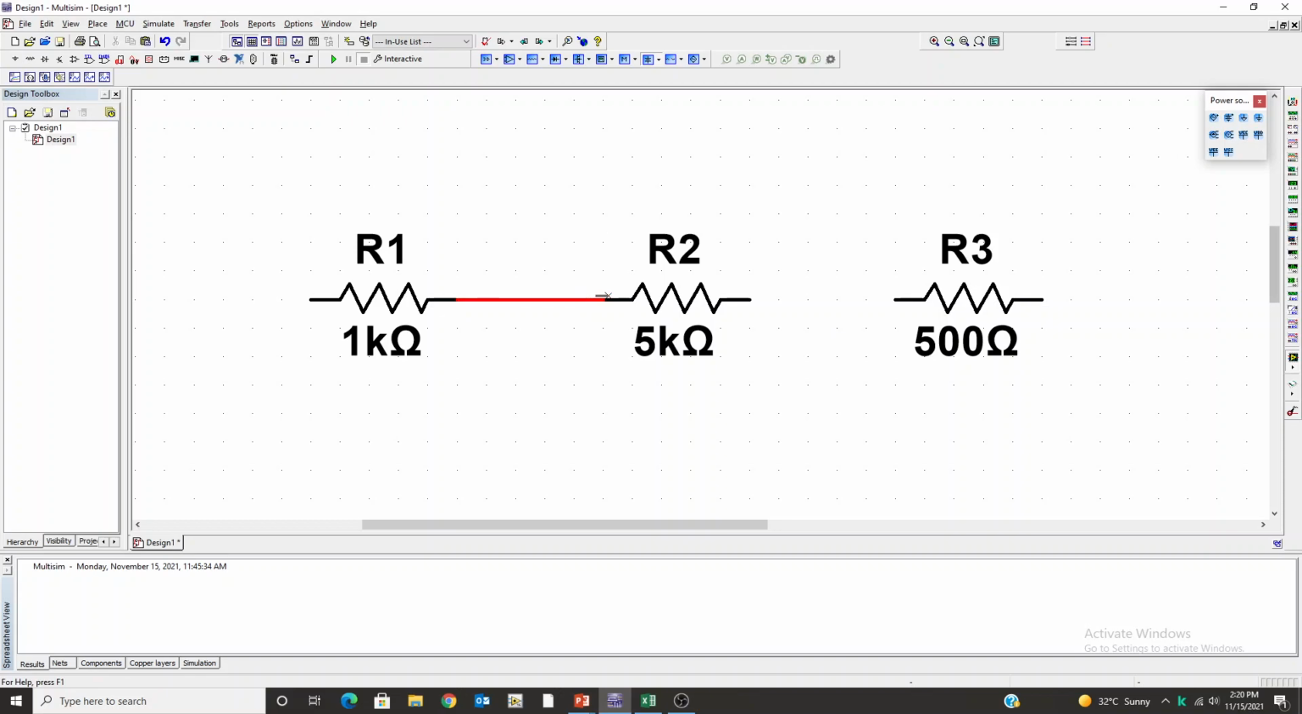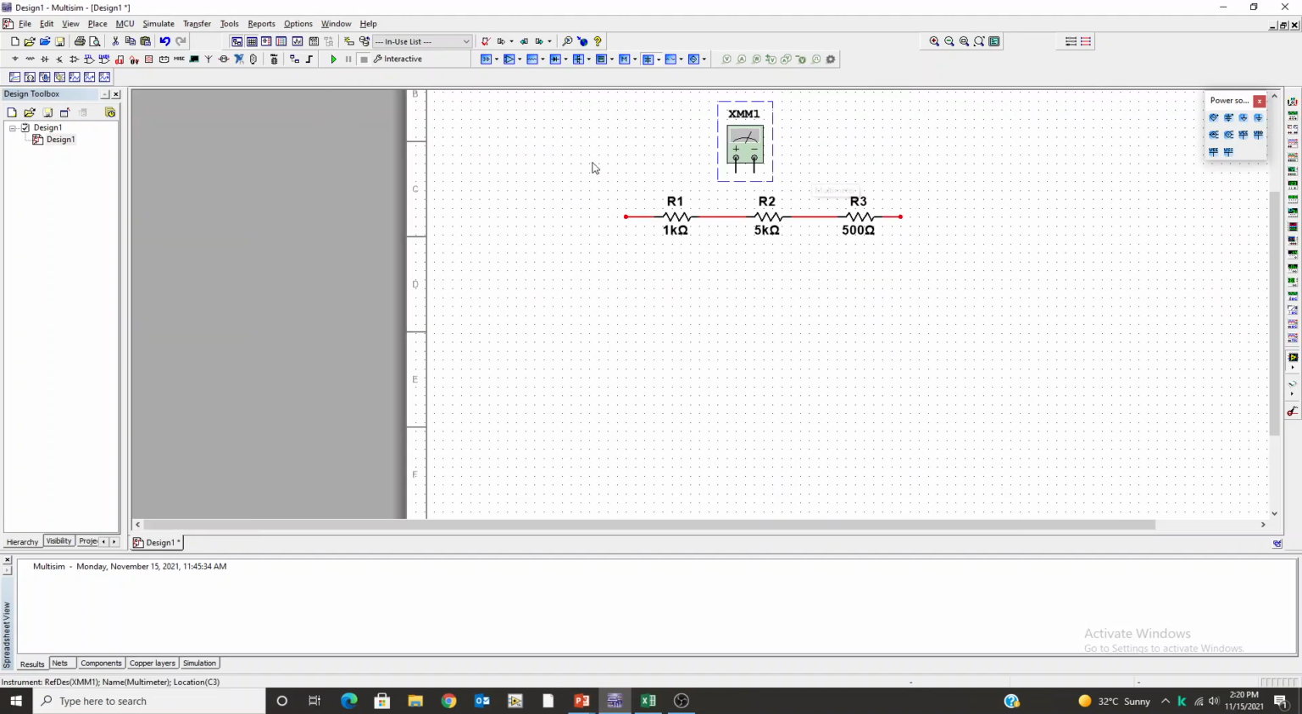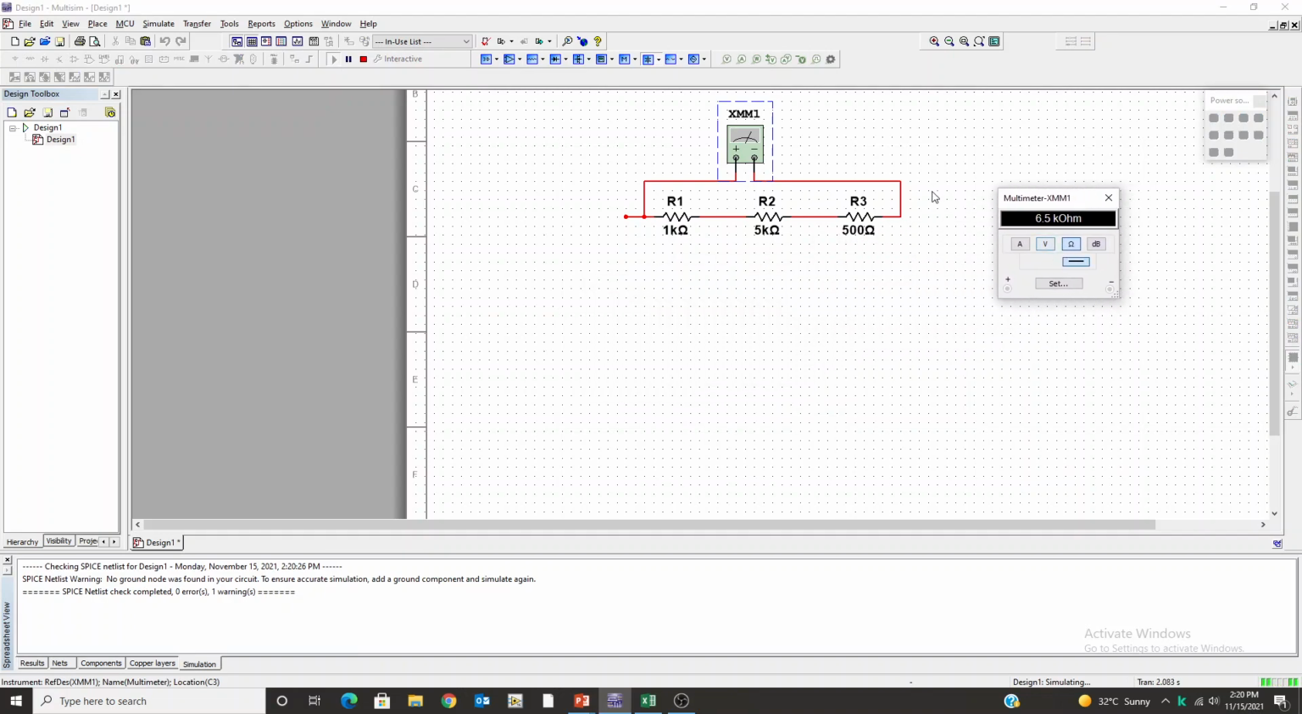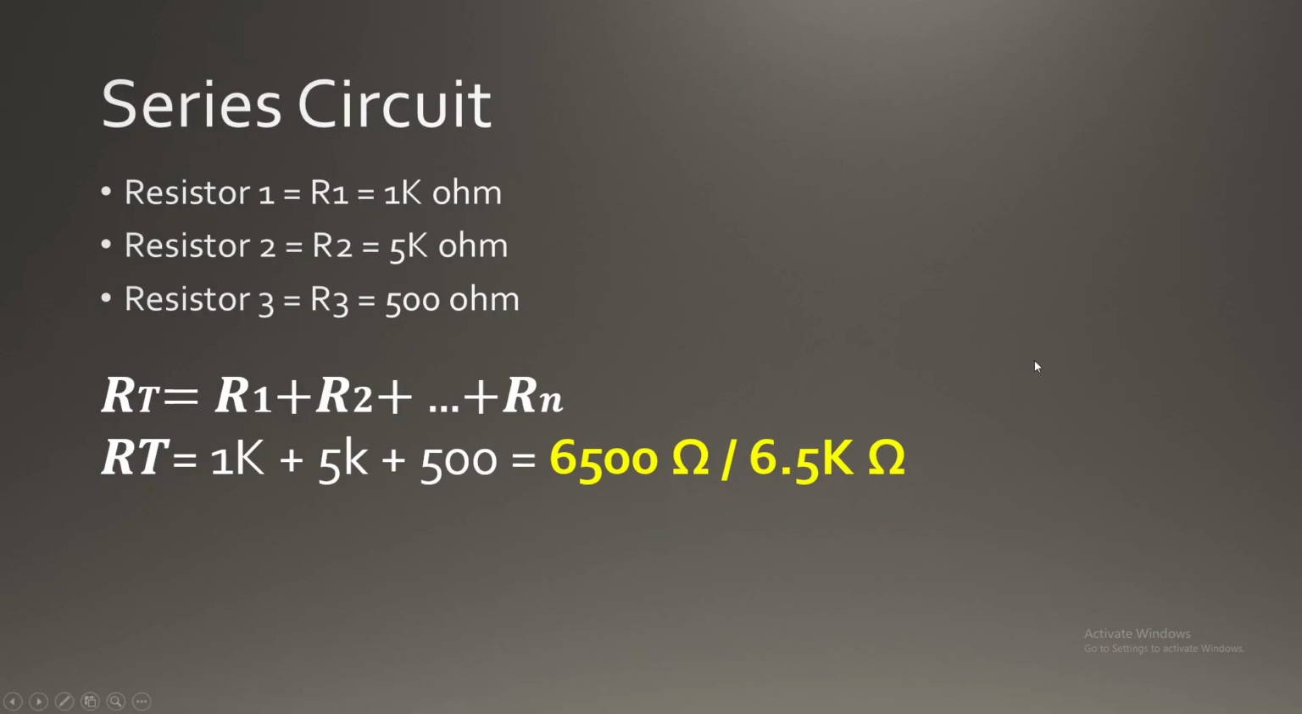Now we are going to connect them in series like this. We need a multimeter. It's a digital multimeter. Okay, now check the resistance by converting it to here. So here we get 6.5 kilo ohm. So it's confirmed now.